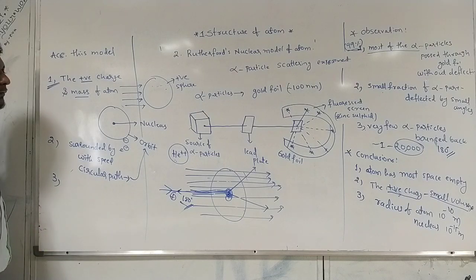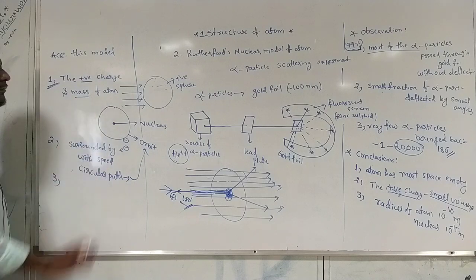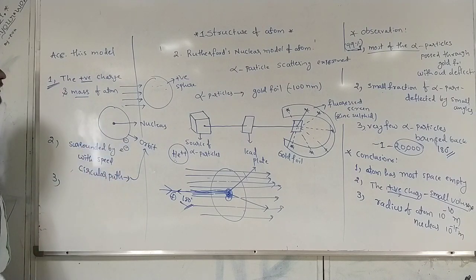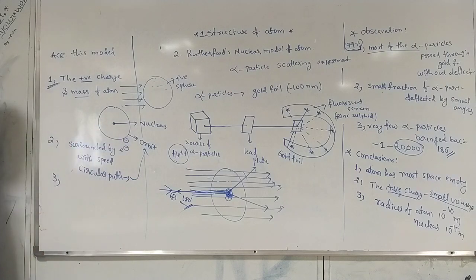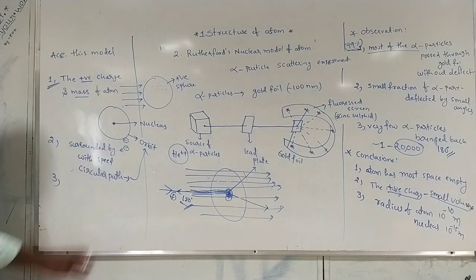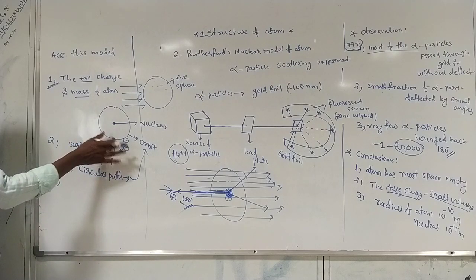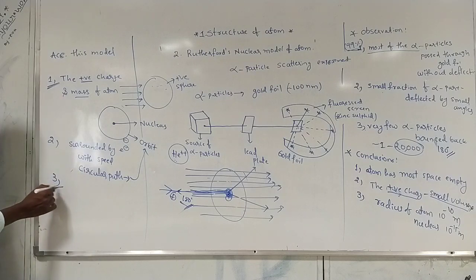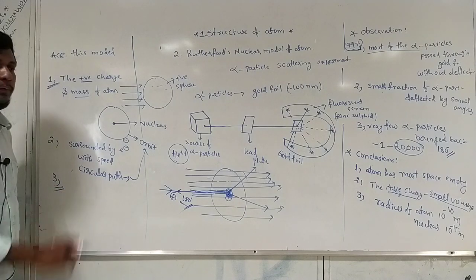Third point: between the electrons and the nucleus, an electrostatic force of attraction is there. Two forces are there, one is the centripetal force, one is the centrifugal force. Between the nucleus and electron, these attraction forces are stabilizing the atom. That is the third point. Note it down.